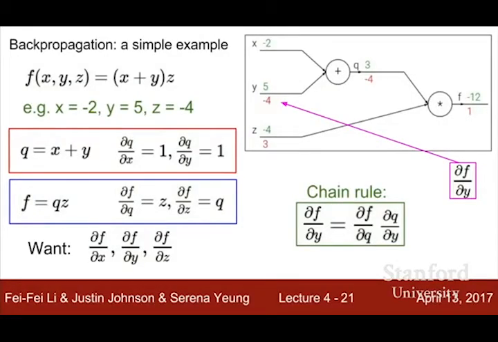1. Right, exactly. So dq over dy is equal to 1, which means if we change y by a little bit, q is going to change by approximately the same amount. So this is saying, if I change y by a little bit, the effect of y on q is going to be 1, and then the effect of q on f is going to be approximately a factor of -4. Then we multiply these together, and we get that the effect of y on f is going to be -4.